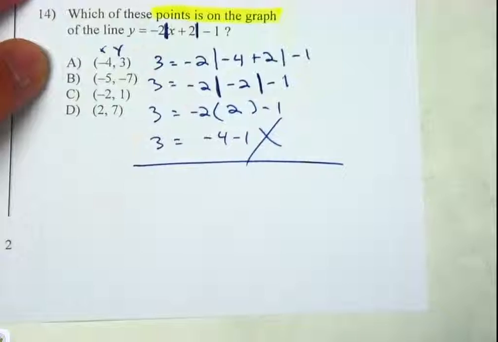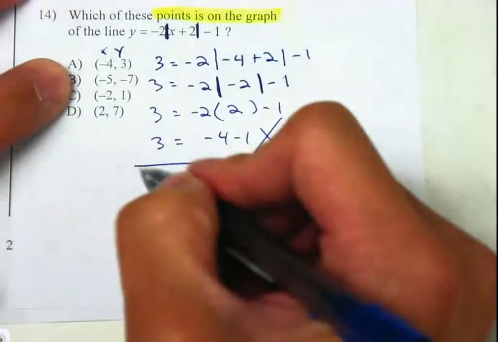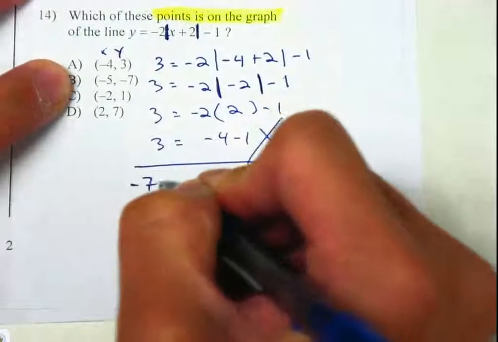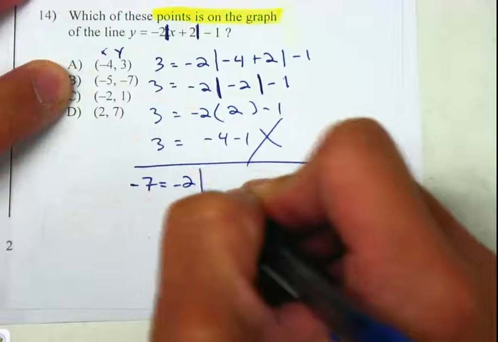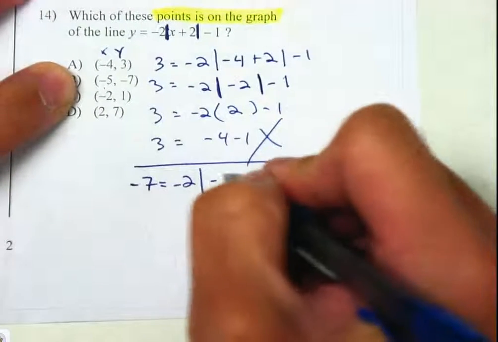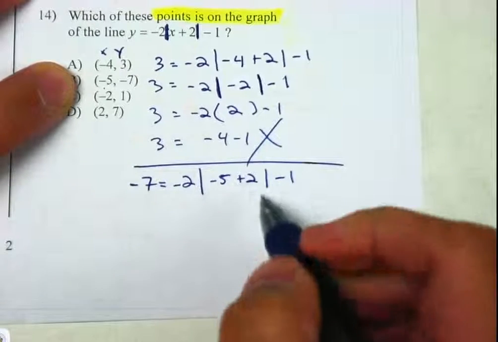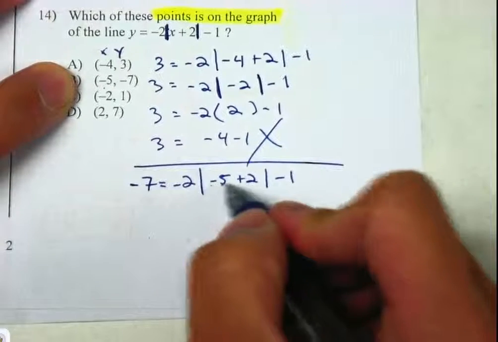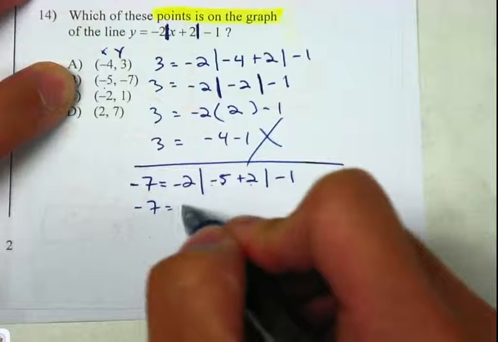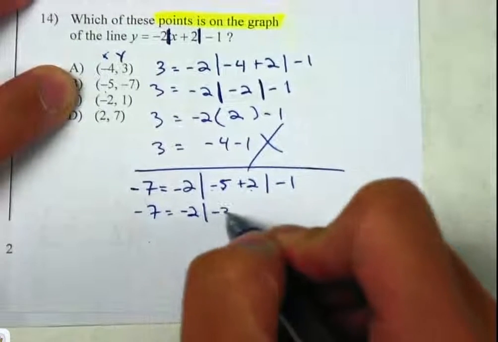Now we move on to B. See if that one's a solution. So I'm going to plug in negative 7 for y. I have negative 5 for x. Copy the rest. And now let's work this out. Negative 5 and positive 2. That's negative 3.